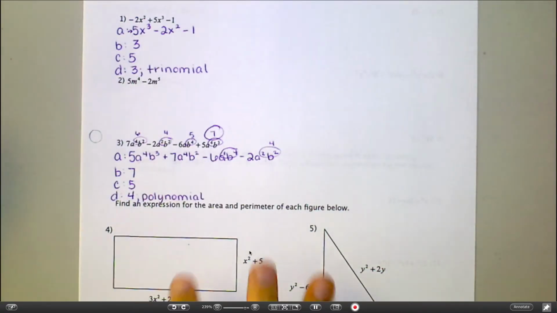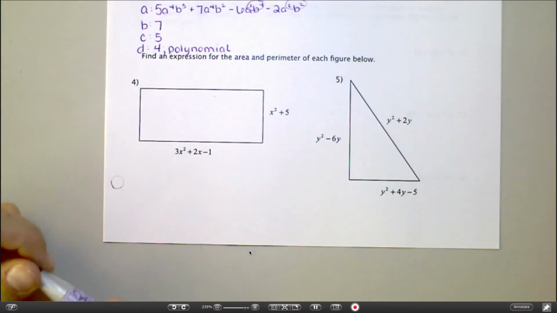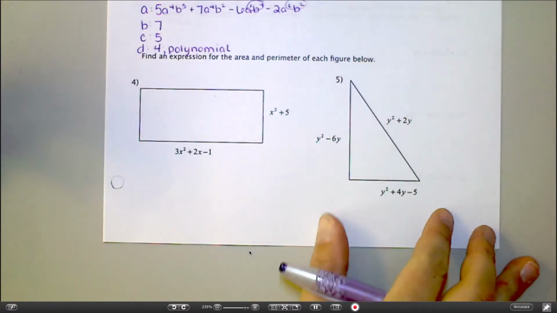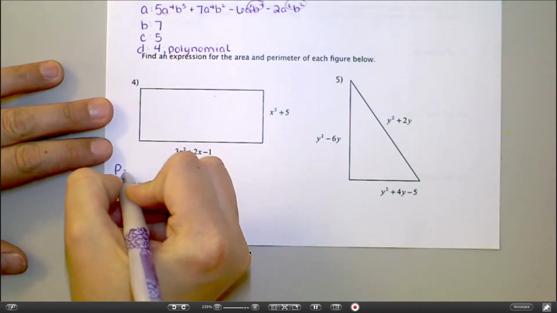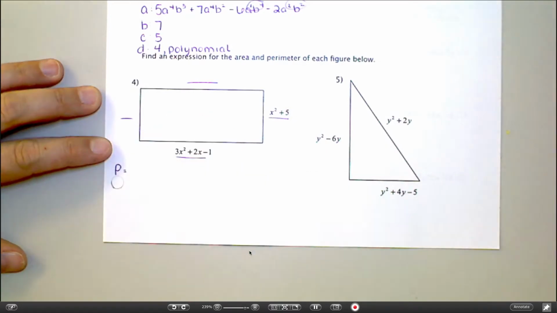Okay. Let's go down to 4 and 5 because I got a lot of questions on those too. Okay. Write an expression for the area and the perimeter. How do you find perimeter of a rectangle? Yeah, add up all the sides, right? For anything where you're finding perimeter, you're just adding up all the sides. So for this one, for perimeter, I'm going to add this and this, but then I have to remember to fill in these sides as well.